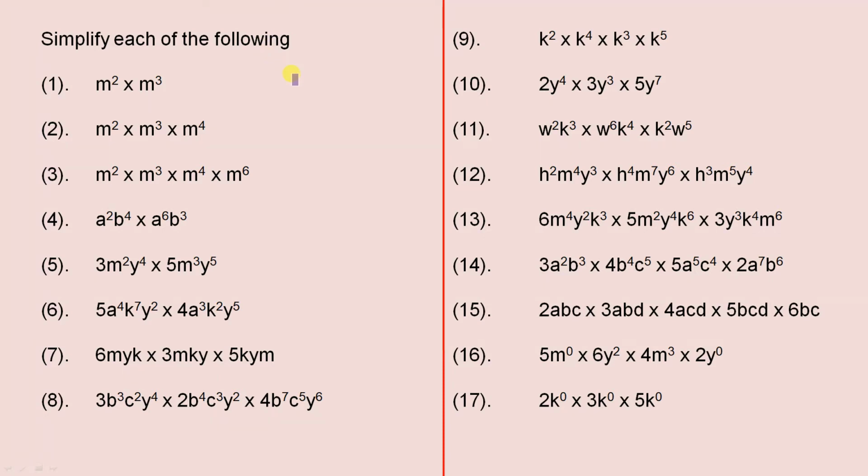So let's have a quick look at what we need to do here. Simplify each of the following. So we have m squared times m cubed. Now the lesson says that when you're multiplying two algebraic terms together, you'll have a look at the bases. If the bases are the same, all you do is add the powers together. So in this case, we can clearly see that each base is m. So to get the answer, it'll be the same base, and all you do is add the powers together.